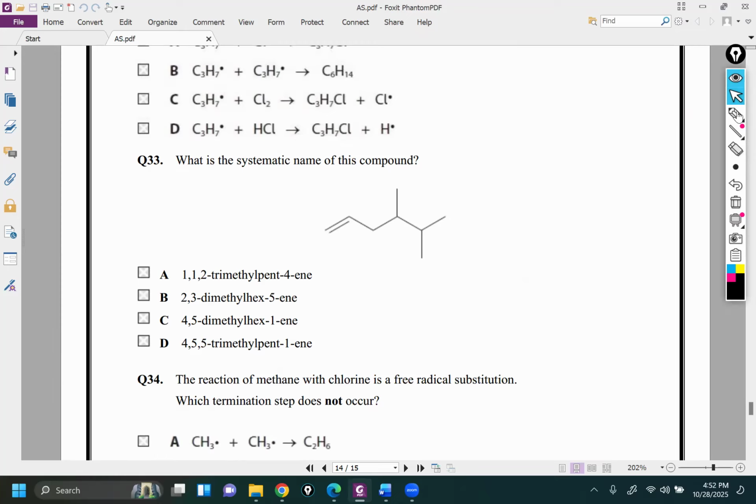Question 33. What is the systematic name or IUPAC name of this compound? Now, you will select the longest chain, but you will number the chain from the side to which the double bond is closer. You will take care of the branch this time. So 1, 2, 3, 4, 5. This could be 6, this could be 6. So it is up to you. This is a branch and this is a branch. The carbon which does not get a number is a branch. So 4,5-dimethyl. The double bond is at position one, so hex-1-ene. This is the correct option: 4,5-dimethylhex-1-ene.